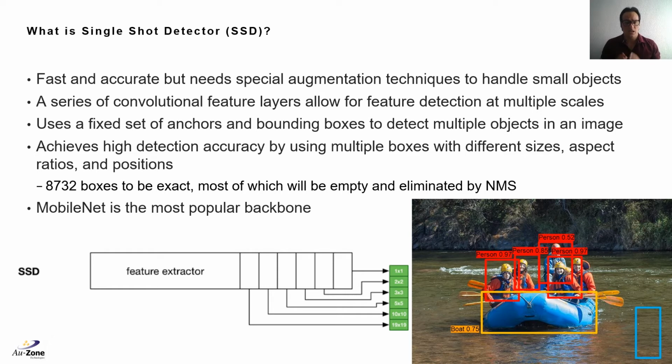As shown here in the diagram on the left, the SSD model uses a series of convolutional feature layers to allow for feature detection at multiple resolution scales. However, for best results, you should use special augmentation techniques to handle small objects that would otherwise disappear in the last layer of the detector. For example, you could customize the data augmentation pipeline to distort color channels or distort the image geometrically.